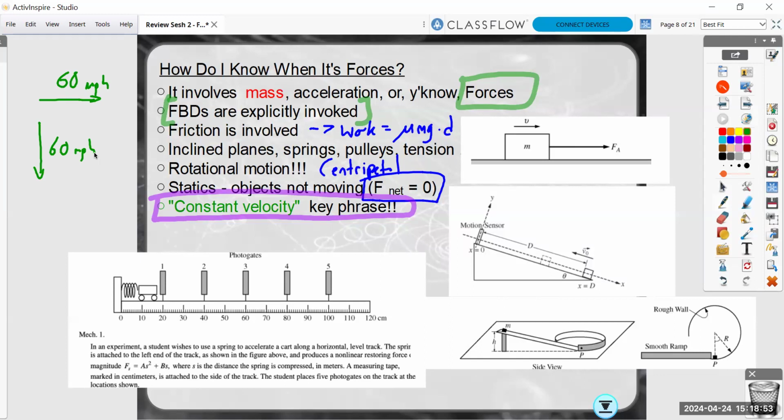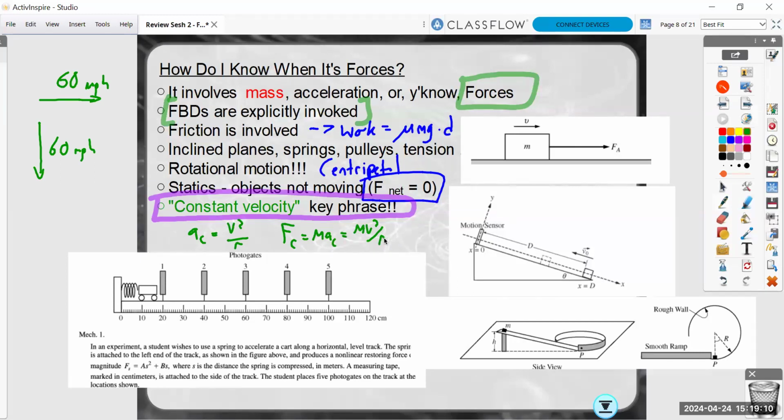What's the formula for centrifugal force? Remember, the centripetal force, right? The centripetal acceleration is v squared over r. So if we think about F equals ma, that's where we get that mv squared over r.